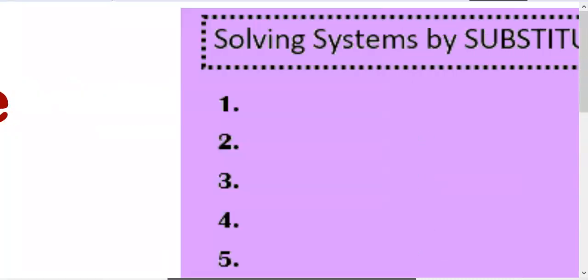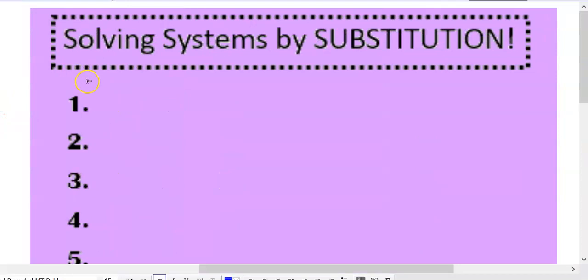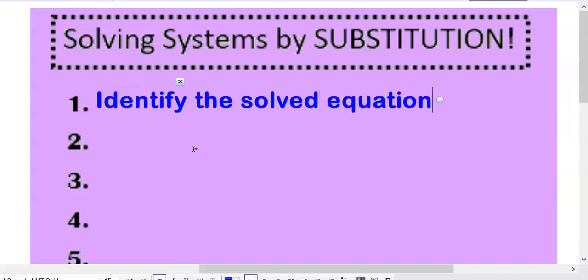All right, so here in number 1, the first step in substitution, realize that some teachers have different interpretations, different opinions of what would be your first step. So my answers might be different from others, which is fine. Step 1, identify the solved equation.